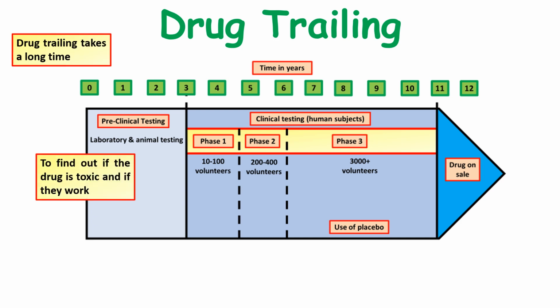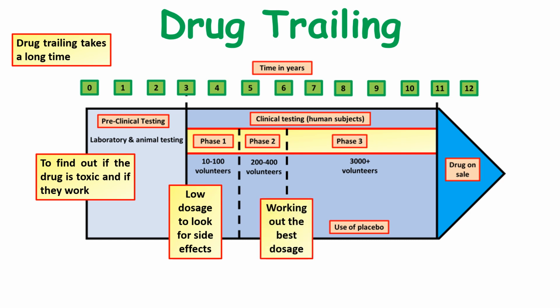We start off with preclinical testing. This is to find out if the drug is toxic and if it works. Drugs that pass that then go into phase 1 testing. This uses somewhere between 10 and 100 volunteers. We use low dosages and look for side effects. After that, we move on to phase 2 testing, where we use about 200 to 400 volunteers, and we use this to work out what dosage of the drug needs to be given to a person.